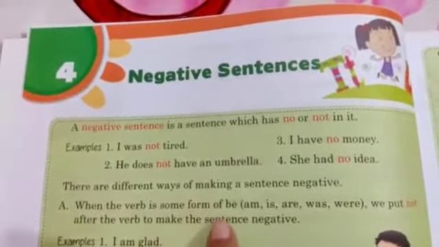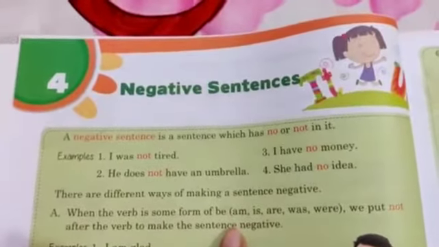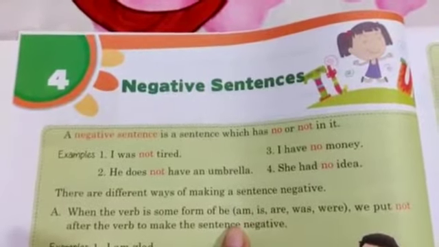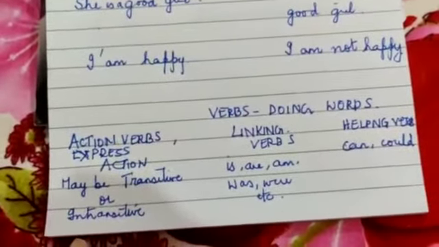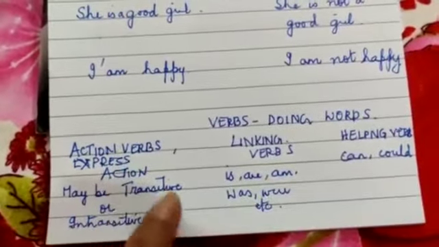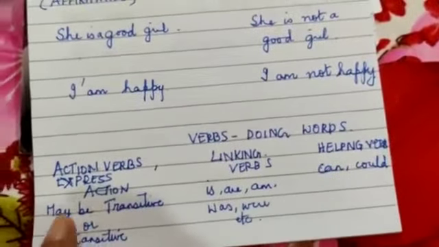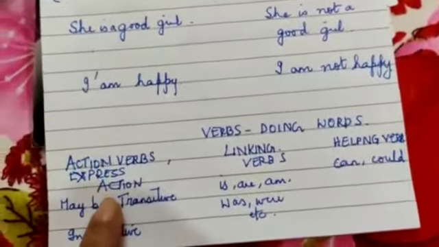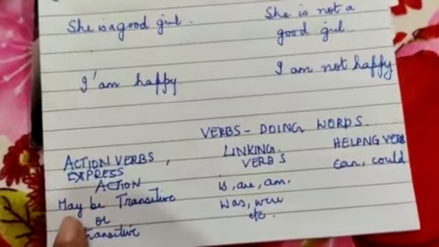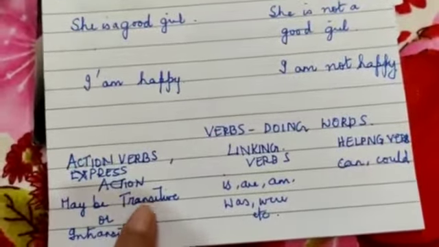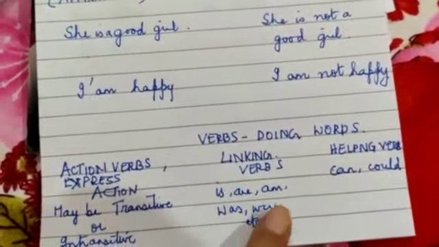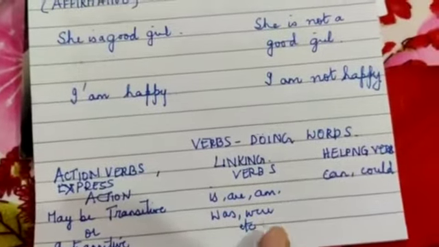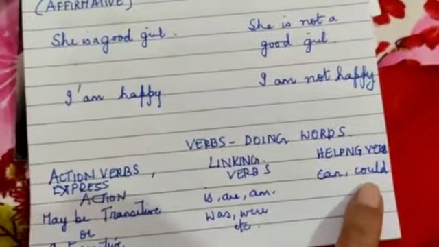When the verb is in some form of be. Now, do you know how many types of verbs there are? There are three types of verbs: action verbs, linking verbs, and helping verbs. Action verbs express action. Action verbs can be transitive or intransitive. Linking verbs are is, are, am, was, were, etc. And helping verbs are can and could.